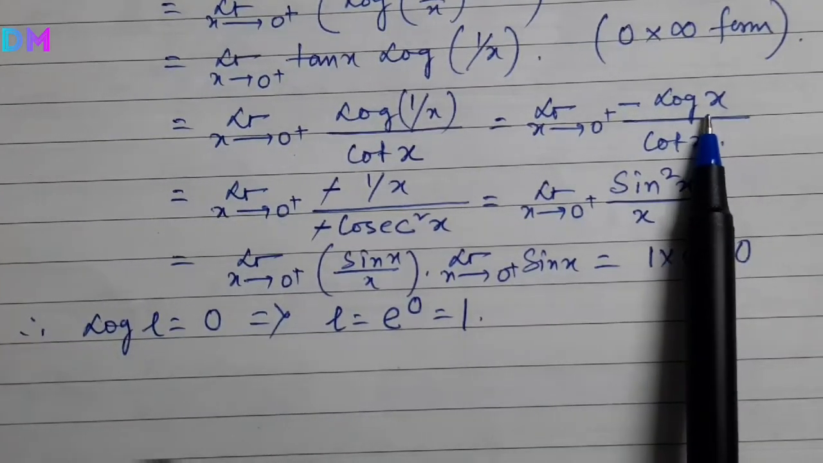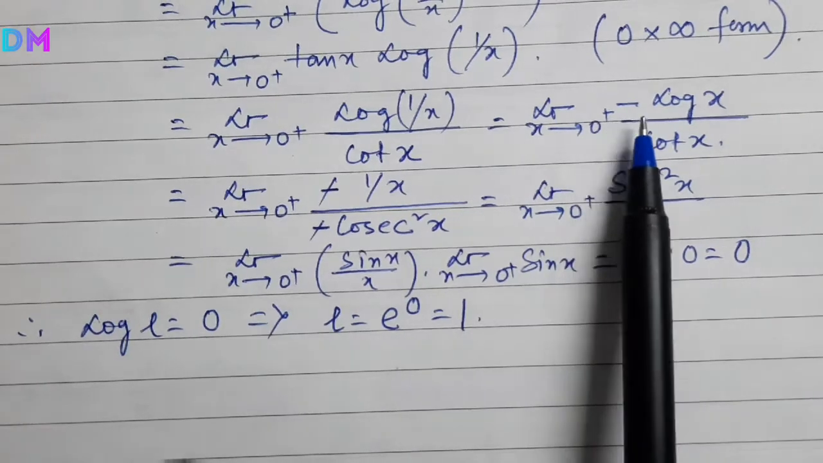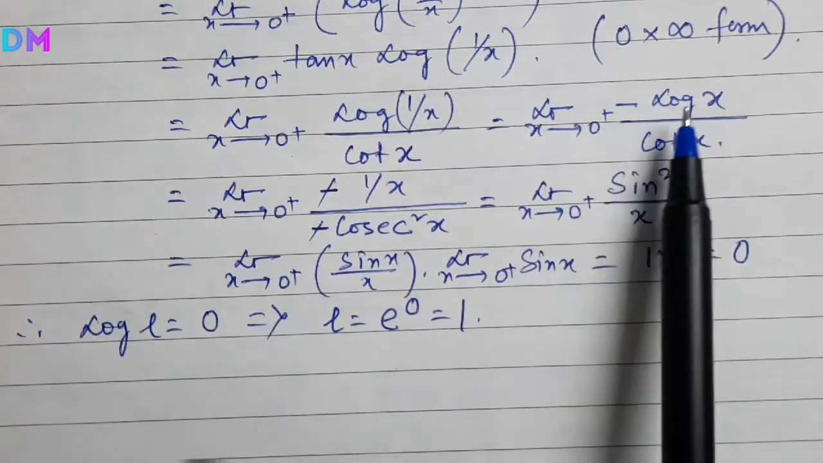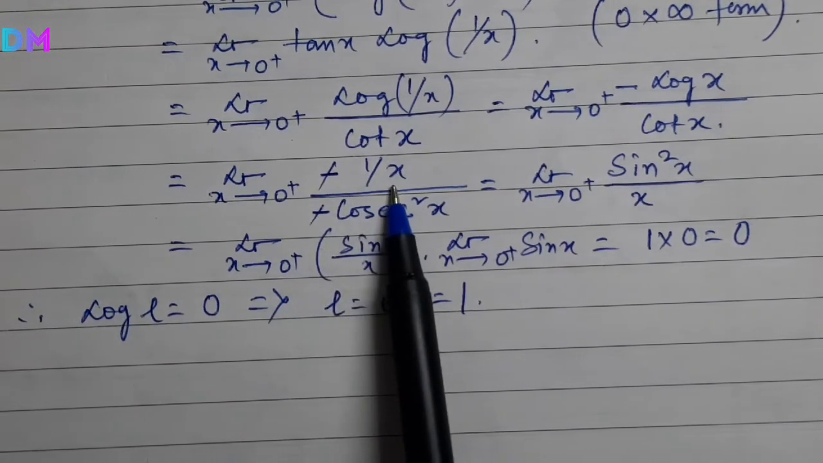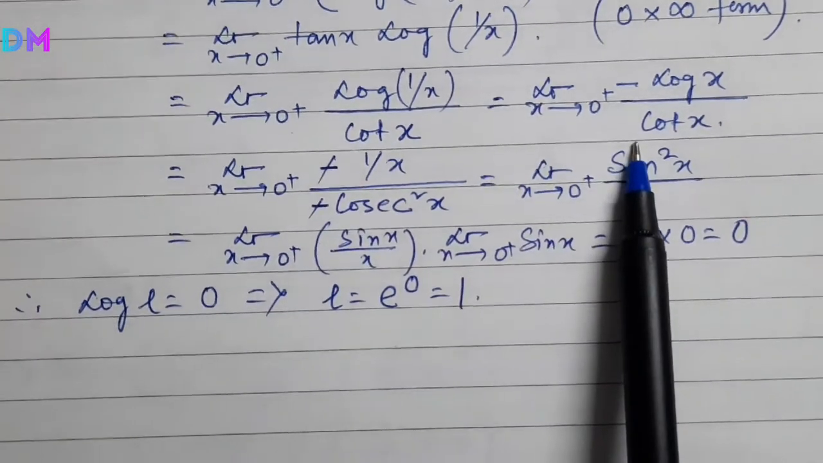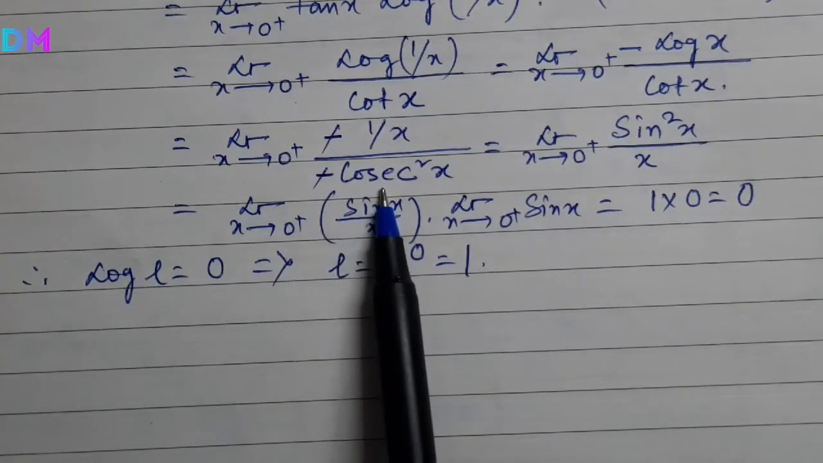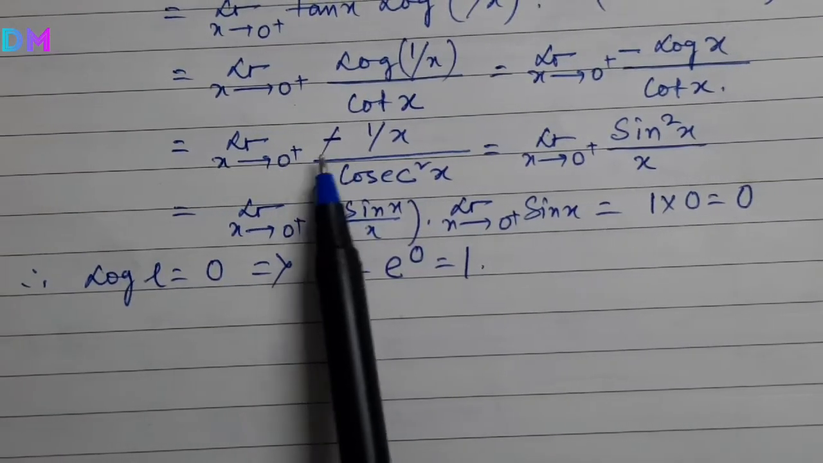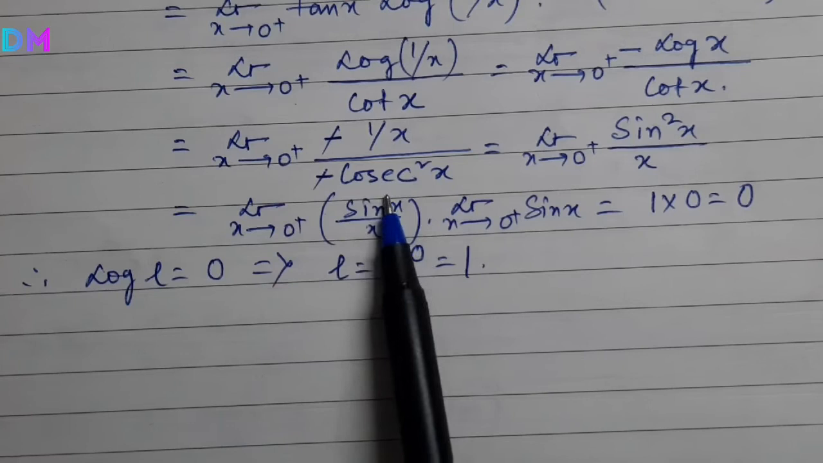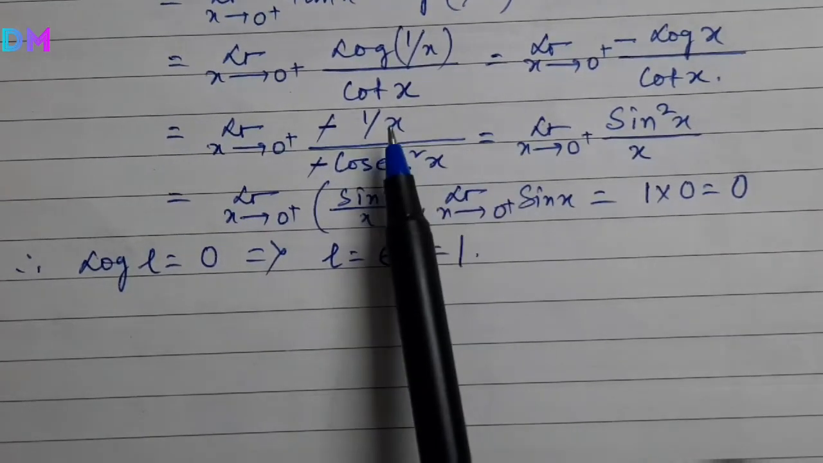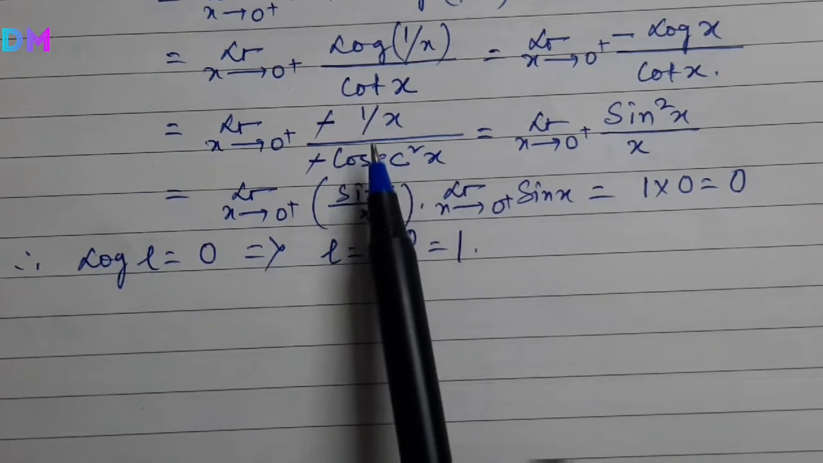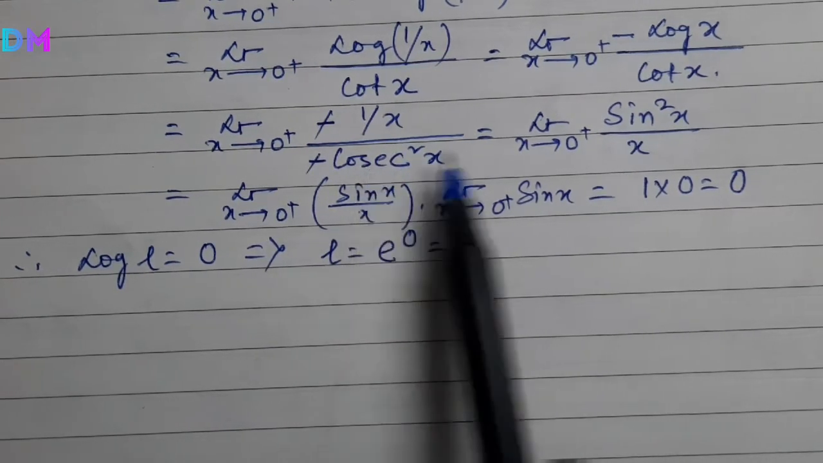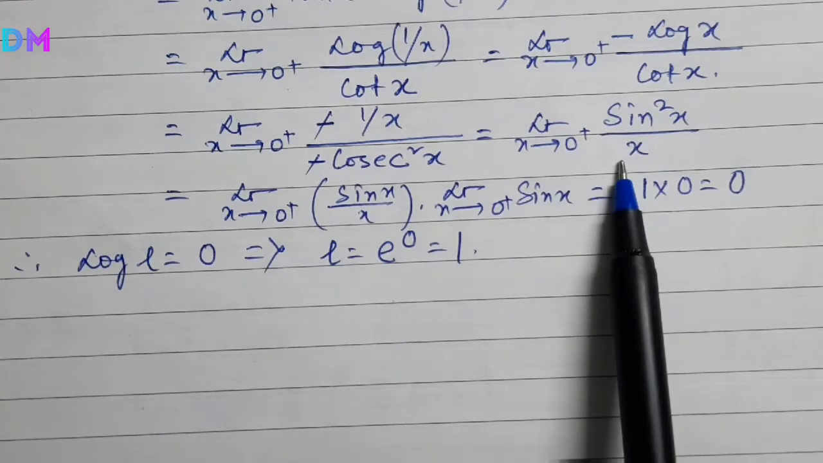Now let us use L'Hopital's rule. The numerator's differentiation will be minus 1 by x and the denominator's differentiation will be minus cosecant square x. Now these two minus signs will cancel out, so therefore it will be 1 by x into cosecant square x. Now cosecant square x will go to the numerator and this x will come to the denominator, so it will be sin square x by x.